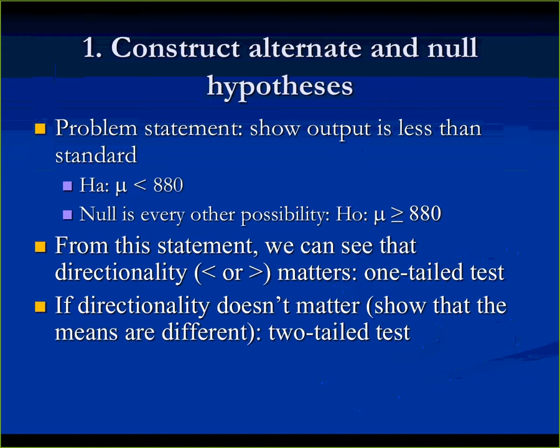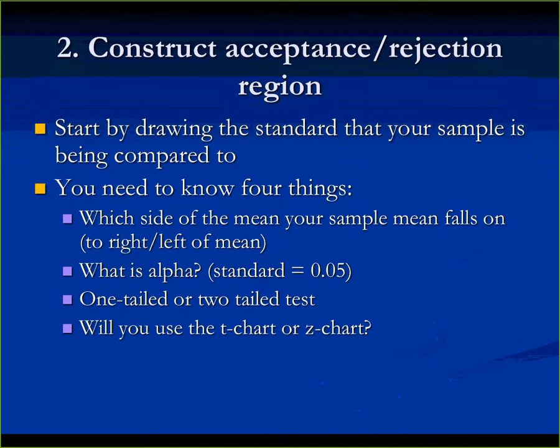If you take a look at the alternate hypothesis, you've got this less than sign there, so we can see that directionality matters, and that means it's a one-tailed test. If we were just trying to show that the two means are different, it would be a two-tailed test. Okay, so you've constructed the alternate and null hypothesis. Next thing we have to do is construct the acceptance and rejection region.